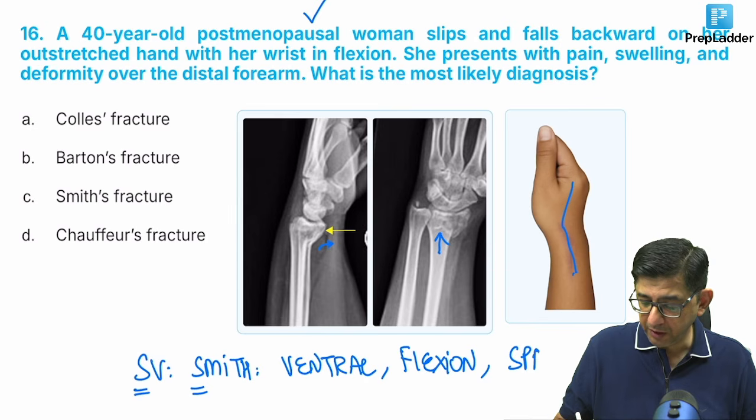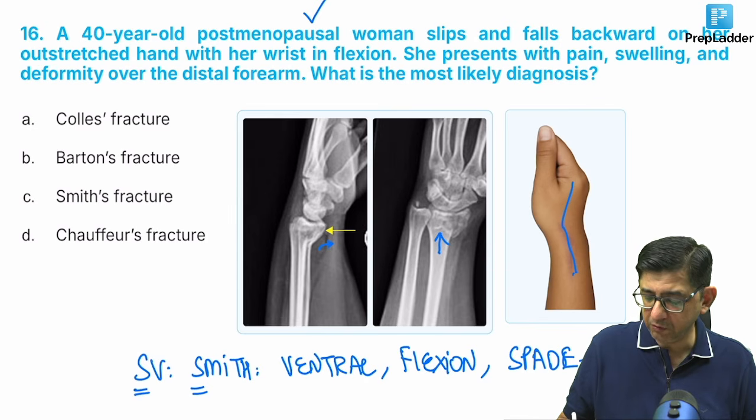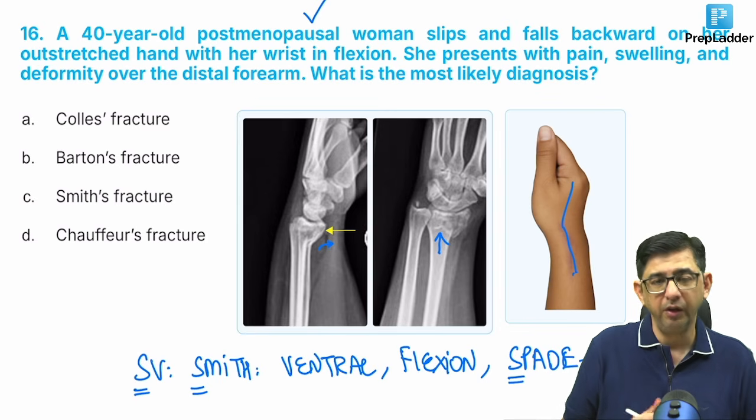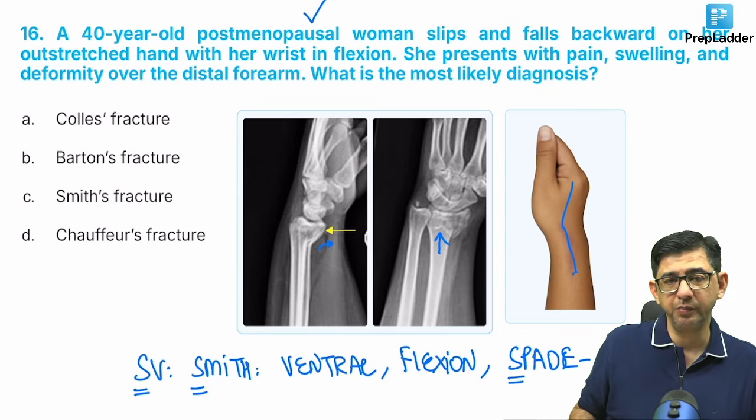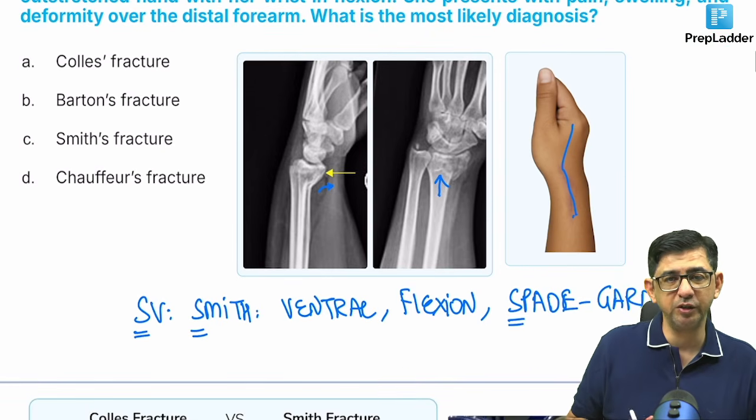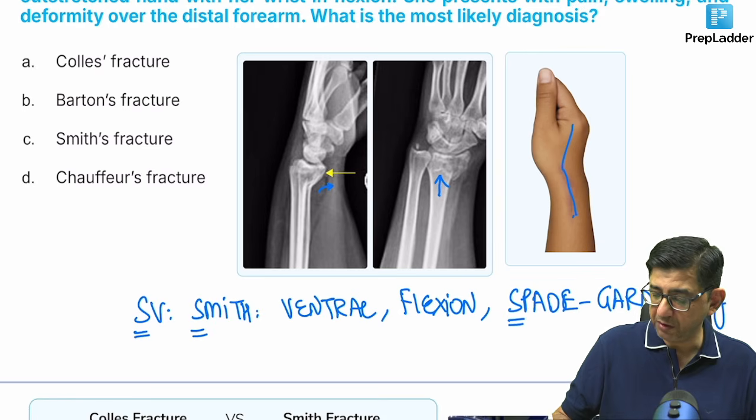So for that garden spade, instead of writing the words garden spade, I'm writing spade garden so that I can incorporate the alphabet S here. That helps you remember that it's a Smith fracture, it's a ventral flexion, and it's a spade garden deformity which can be seen in this case.